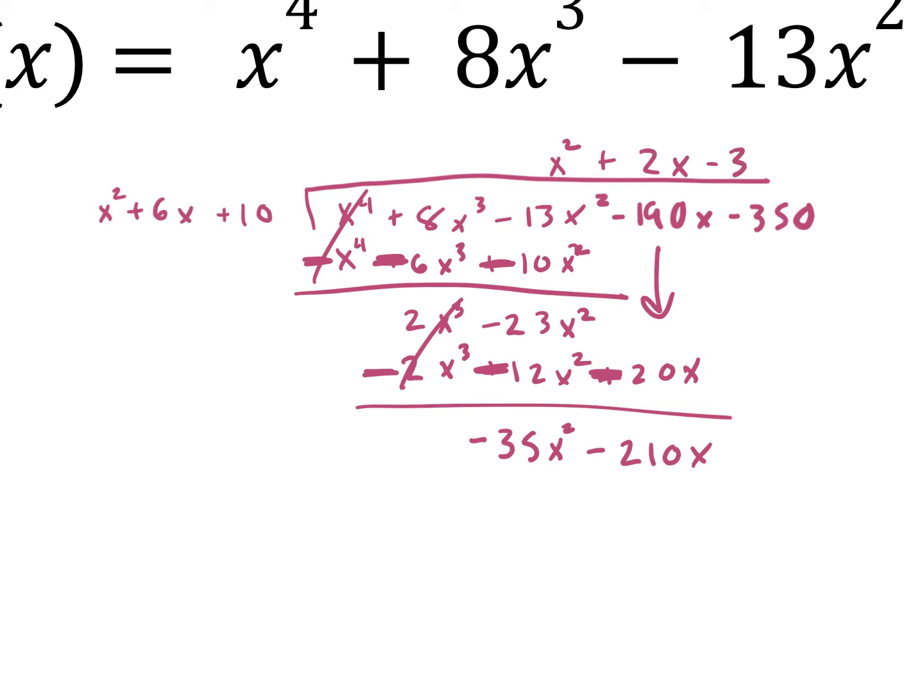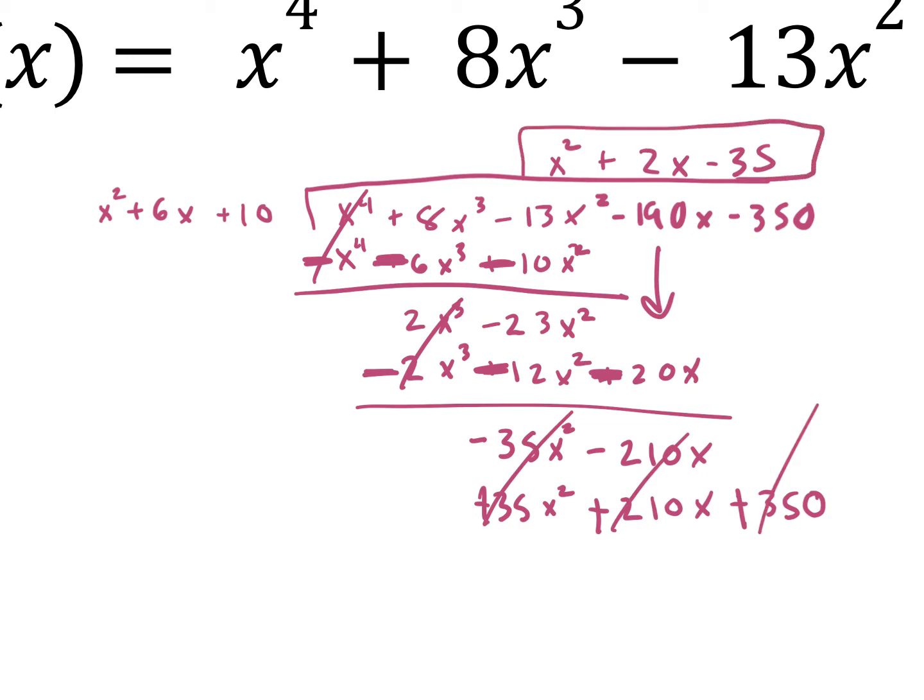So negative 35 goes on top. Multiply that with everything out front. So this would be negative 35x squared minus 35 times 6x would be 210x. And then minus 350. Change a sign, change a sign, change a sign. Everything cancels. So this is what I get.